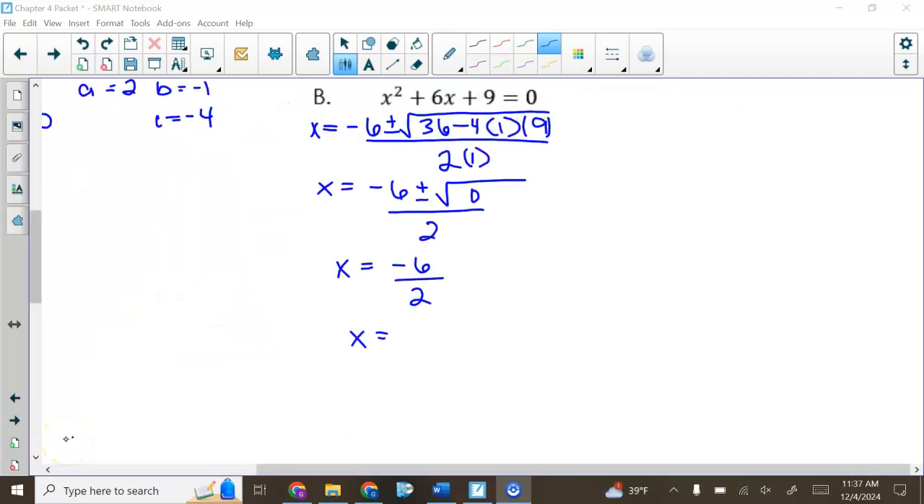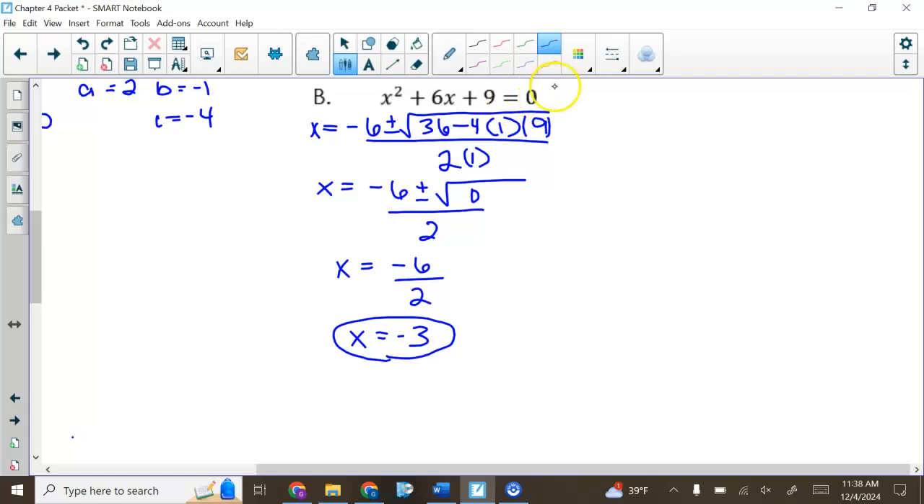All right, so if we plug everything in, we end up getting what's under the radical as 0. So the square root of 0 is 0. So -6 plus or minus 0 just becomes -6. And then divided by 2 is -3. So normally you're going to get 2 answers, but this one you only have 1 answer.